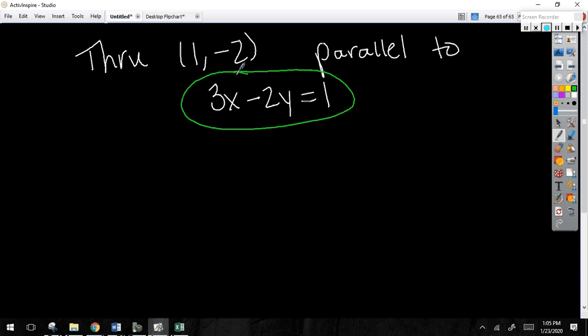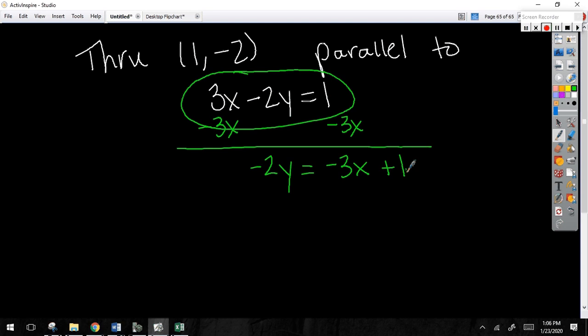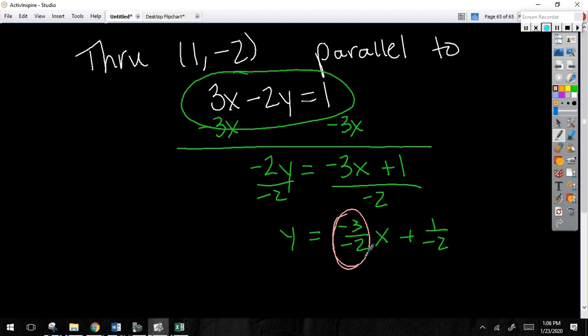How am I going to find this slope? Get y by itself. What do I need to do first to get y by itself? Subtract the 3x. So I've got negative 2y equals negative 3x plus 1. Now what? What you going to do about that negative 2? Divide. And I'm doing all this not to get the equation, but to get the slope. I did all that because this is what I'm after.